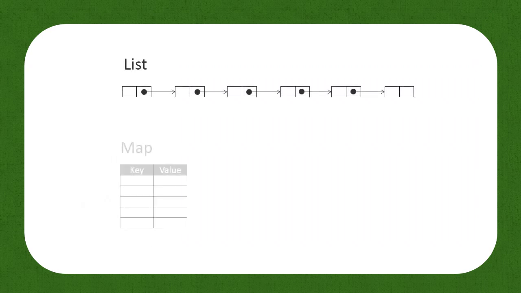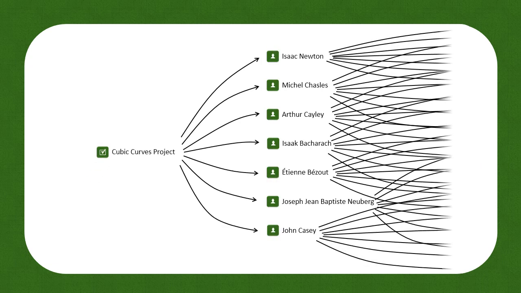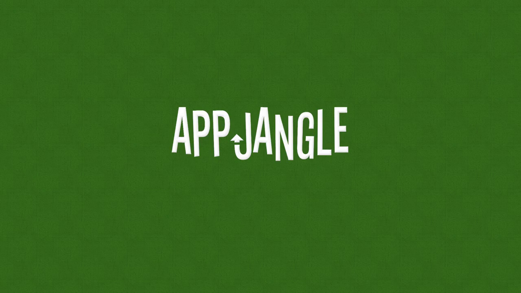In that, Appjangle doesn't just support simple data structures such as lists and maps. Instead, data is expressed as graphs. This enables a whole different way of thinking about data. Data becomes limitless, where everything can be connected to anything.